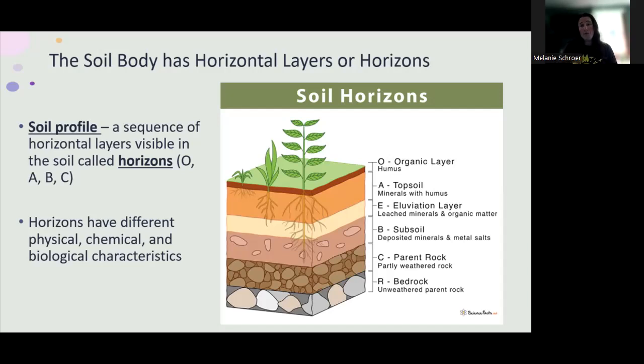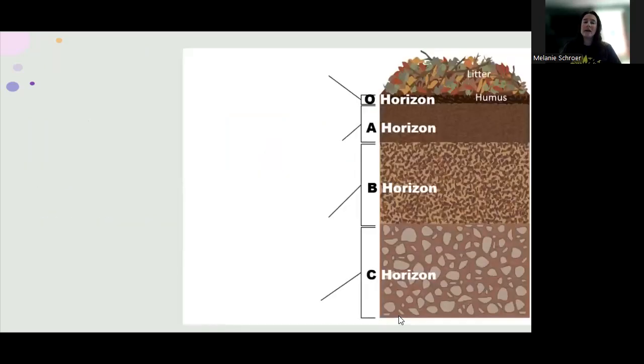The soil profile can be characterized by a series of horizontal layers called horizons. We give a name to each of these layers. It always is a letter and then some more of a description. So we can see here that O is the organic layer, A, B, C, etc. Okay. So each one of these horizons, each one of these layers have very predictable physical, chemical, and biological characteristics. So let's take a look at some of these.